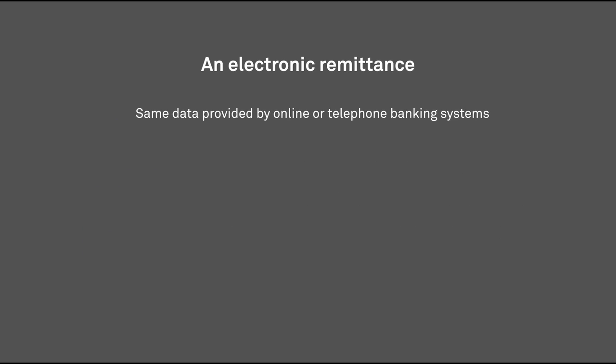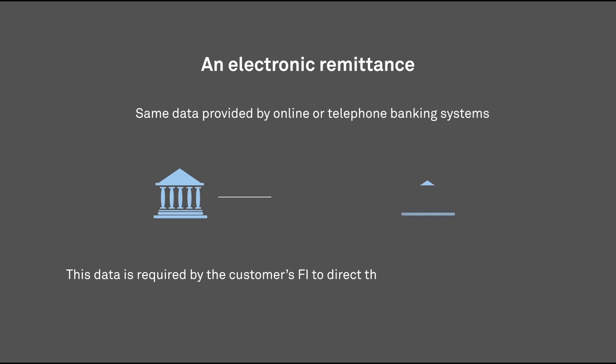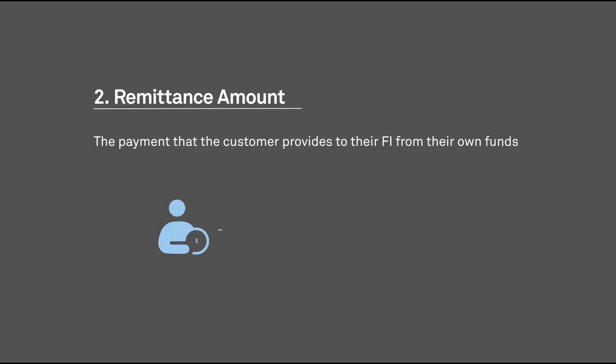An electronic remittance is the same data provided by online or telephone banking systems. This electronic data is required by the customer's FI to direct the remittance to the biller's FI. The second thing a financial institution needs to create a bill payment remittance is a remittance amount. This is the payment that the customer provides to their financial institution from their own funds.